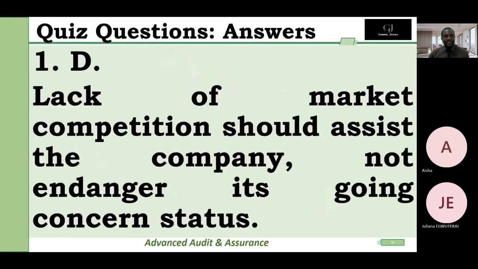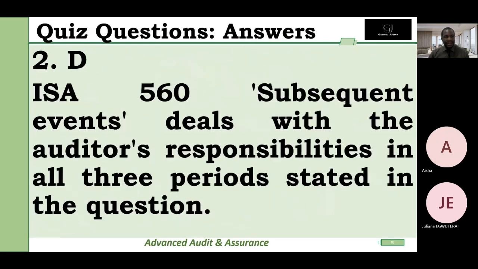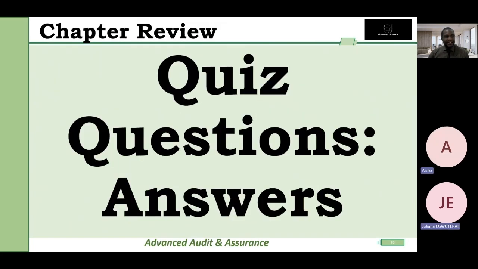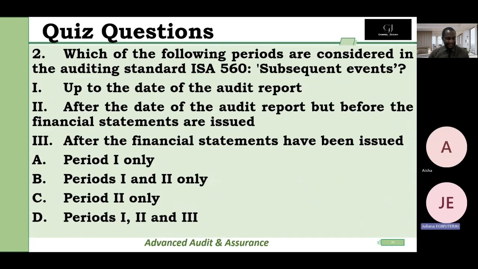All right. Jay, congratulations. Number 2. Jay got it again. Wow. What's the question? Which of the following periods are considered in the auditing standard ISA 560 subsequent events? So Jay said D, period 1, 2, and 3.